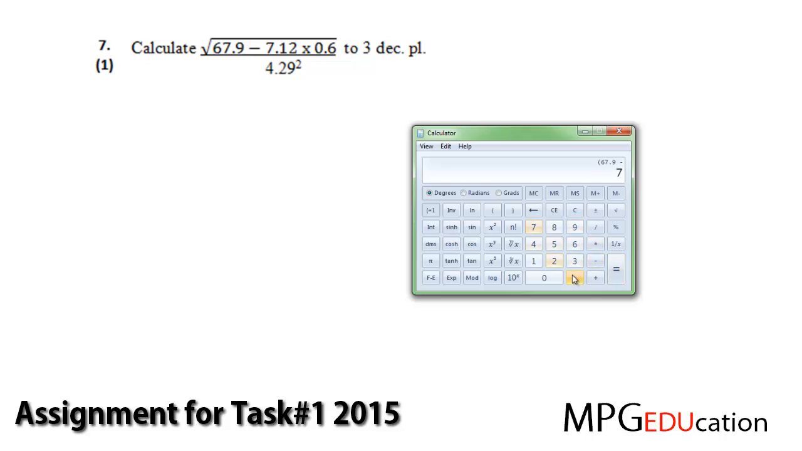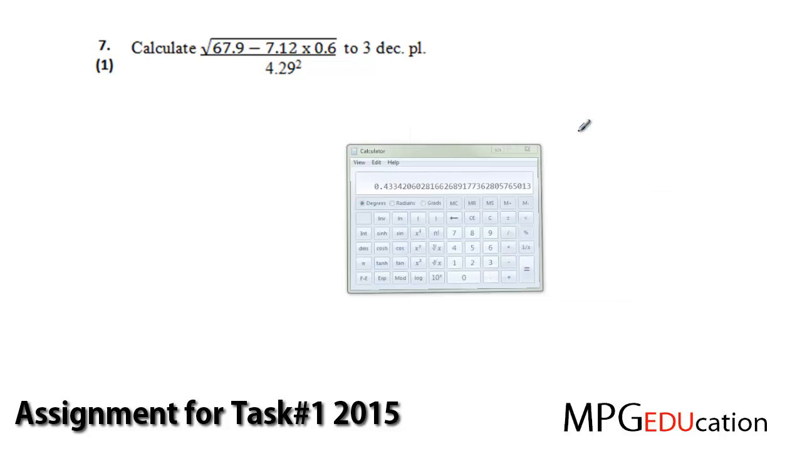minus 7.12 times 0.6. Close the brackets. I'm going to raise that, because we're square rooting it, to the power of a half. Where's to the power of 0.5 equals, now we're going to divide that by 4.29 squared equals 0.433, 3 decimal places, 0.433 is our answer. Pretty straightforward, that one.